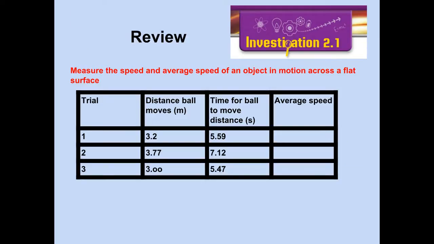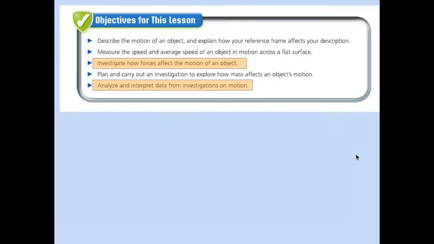And then we want to review how we measured the speed and average speed of an object. So this is an example of how you may measure that. You had 3 different trials. It's always good to do more than one. And you're keeping track of the distance, which was in meters in this case, and time for that ball to move, which would be S for seconds. And then you can calculate your average speed on the right here, 3.2 divided by 5.59. That's meters per second, and that goes in the average speed column. So we just want to review how to calculate average speed.